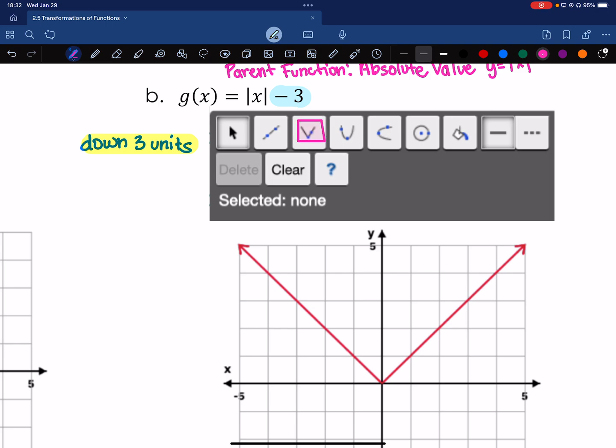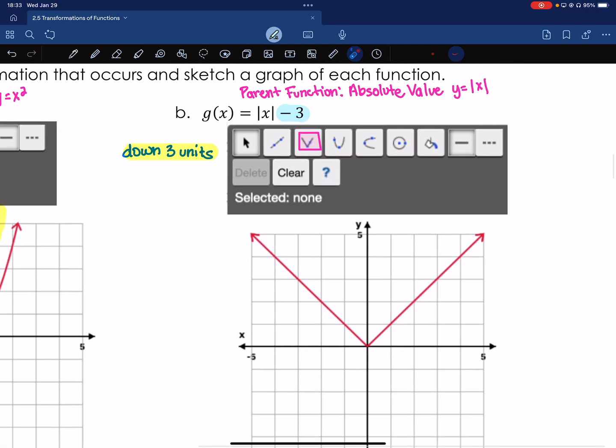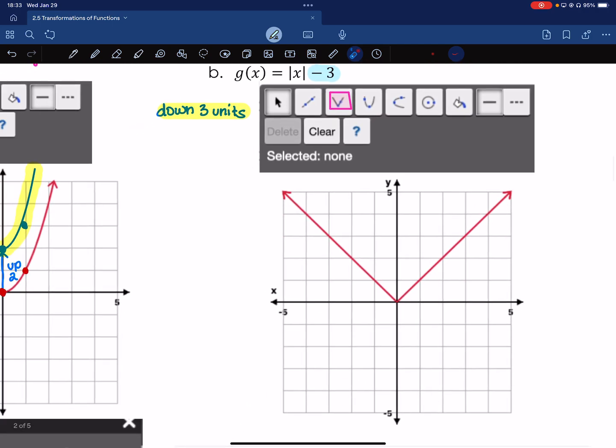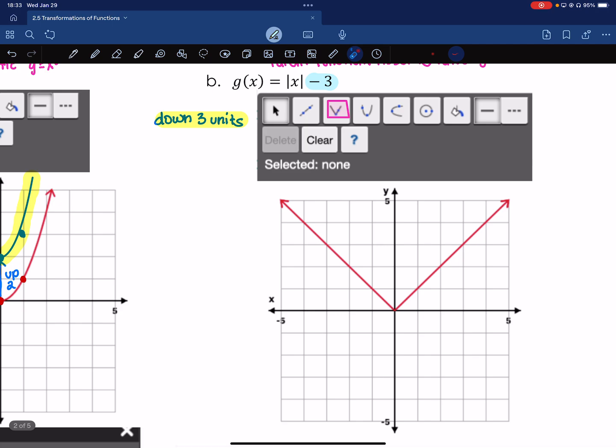That is the absolute value one. And again, we would pick the solid line. And if you ever make a mistake and you just need to start fresh, you can always hit clear. I'm sure this has answers to questions if there's something you're confused about. So this is what that parent function looks like.